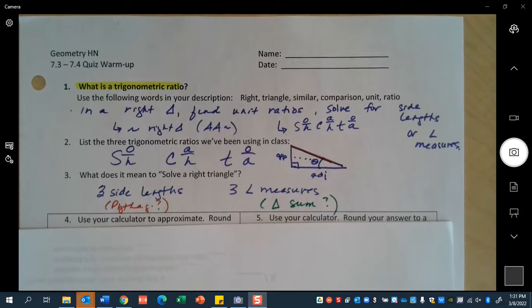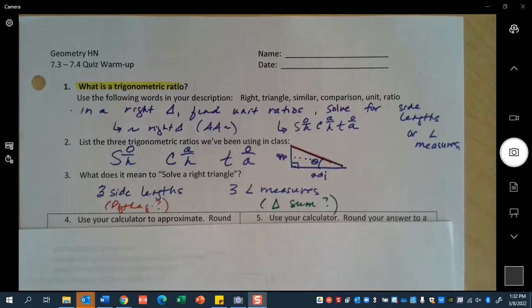So in a right triangle, I'm talking about similarity through angle-angle similarity. Mathematicians went through and did those measurements for a 1 degree, a 2 degree, a 3 degree, a 4 degree, a 5 degree, 6 degree, 7 degree, and on and on and on. Those unit ratios I can use finding my sine, cosine, and tangent relationships. And I'm going to solve for my side lengths or my angle measures.